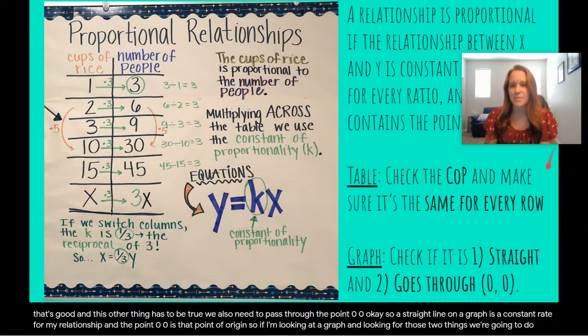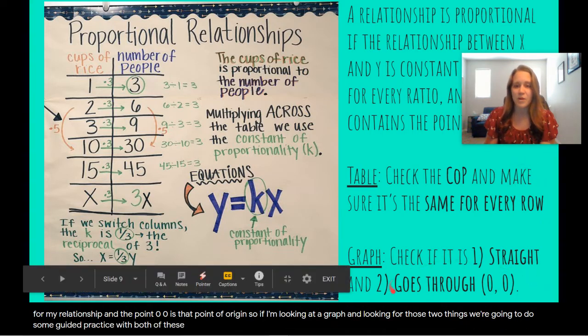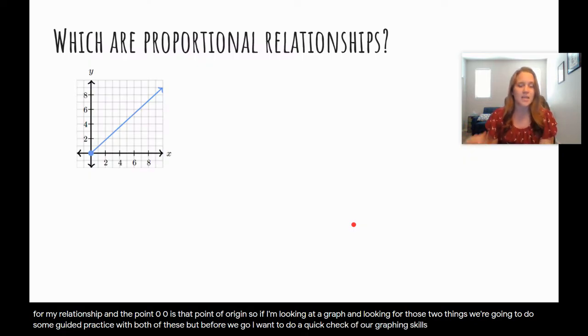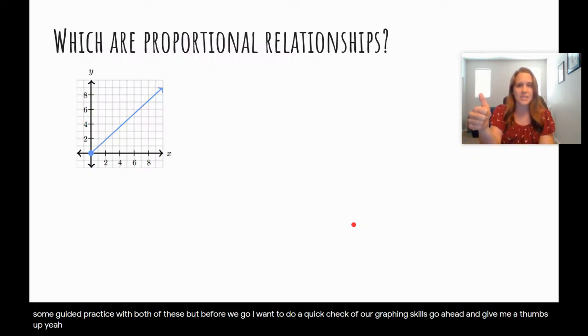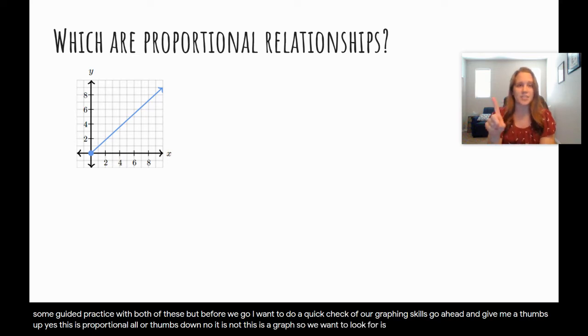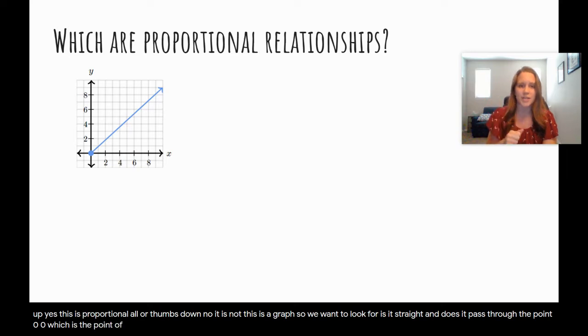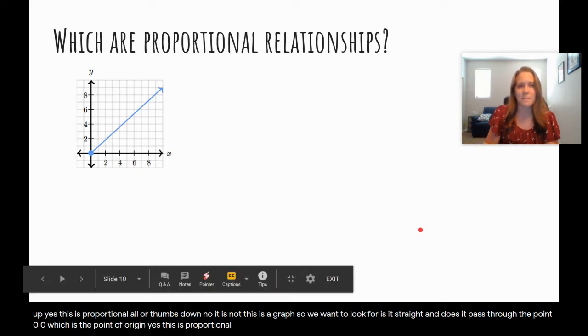We're going to do some guided practice with both of these, but before we go, I want to do a quick check of our graphing skills. Go ahead and give me a thumbs up, yes, this is proportional, or thumbs down, no, it is not. This is a graph, so we want to look for, is it straight, and does it pass through the point 0, 0, which is the point of origin? Yes, this is proportional. What about this one?